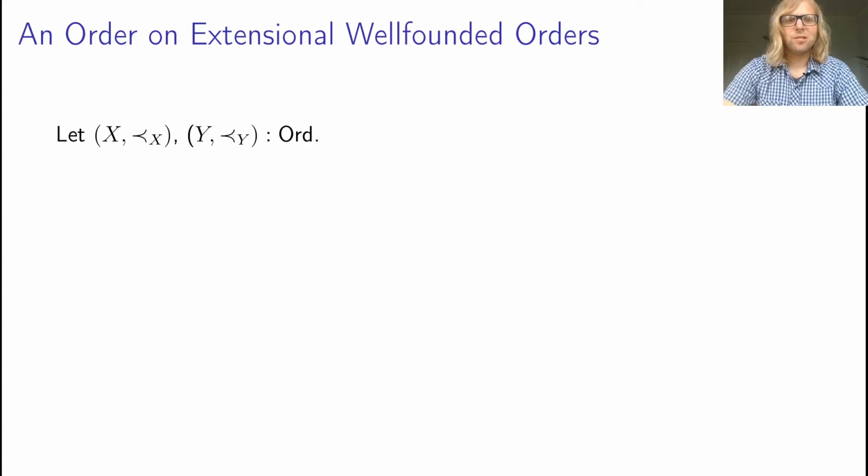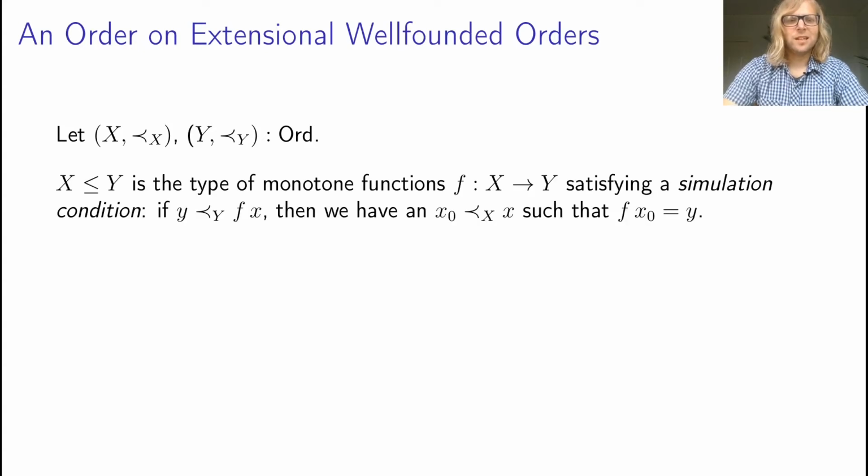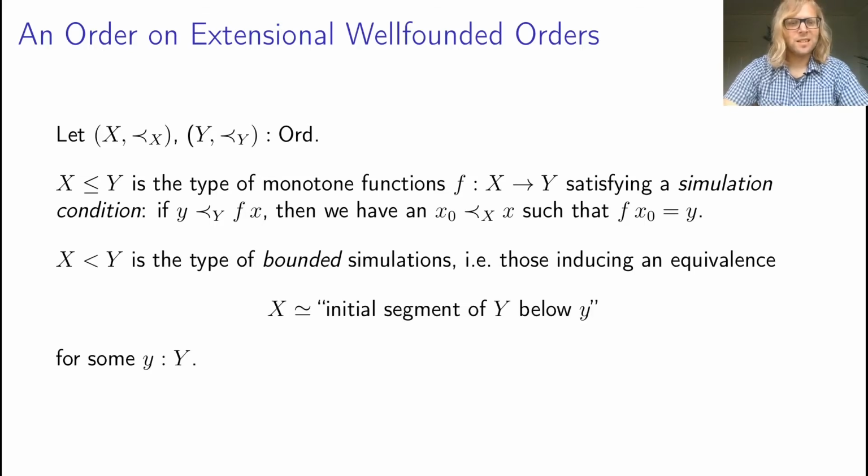We can also give an order on this type of ordinals themselves. So if we have 2 ordinals x and y, then we say that x is smaller or equal to y if there is a monotone function from x to y, which satisfies the simulation condition. If y is below something in the image of f, then y itself is in the image of f. And such a monotone function is necessarily unique if it exists. We say that x is strictly smaller than y if there is such a simulation which is bounded, in the sense that there is some bound y, and such that f induces an equivalence between x and the initial segment below y.